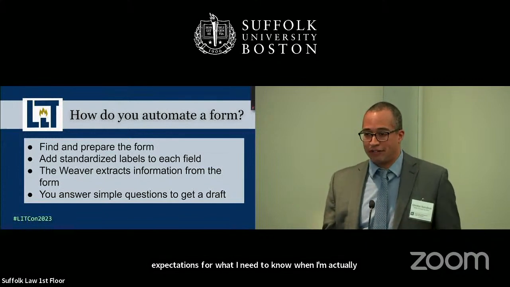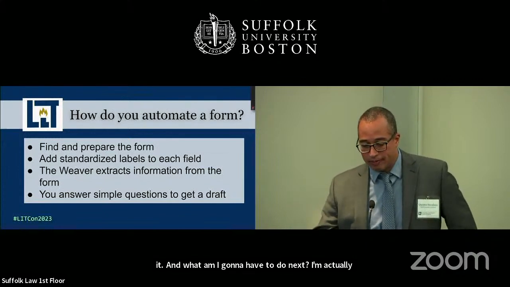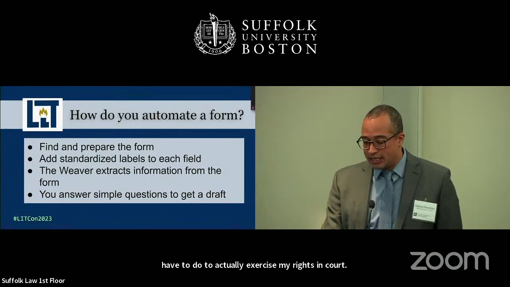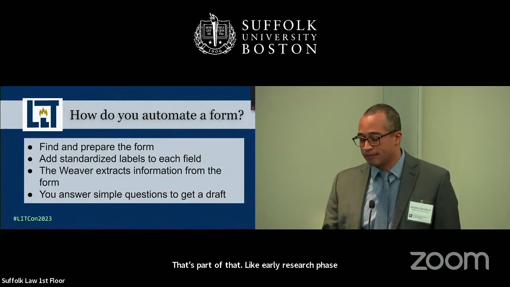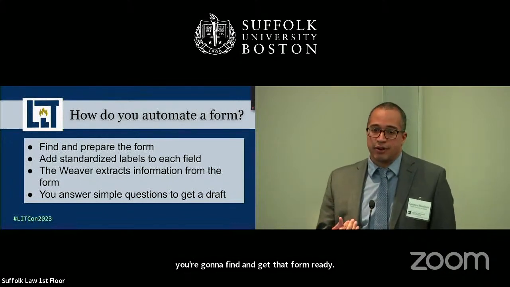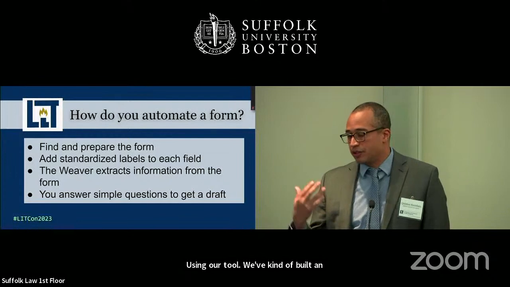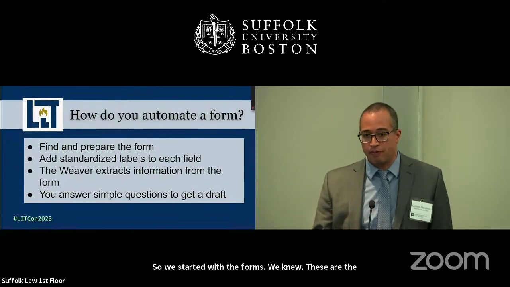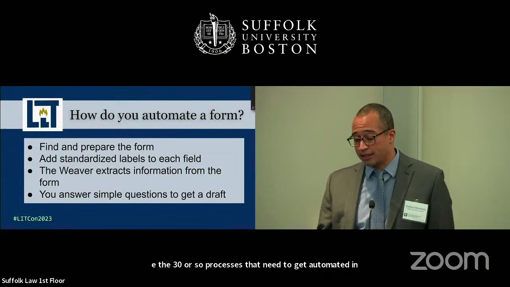What do I actually have to do to exercise my rights in court? That's part of that early research phase where you're going to find and get that form ready. Using our tool, we built an inside-out process. We started with the forms. We knew these 30 or so processes needed to get automated in Massachusetts for people to have access to these core rights.